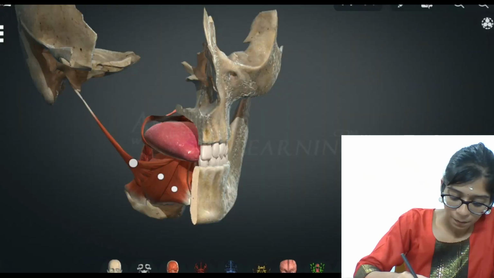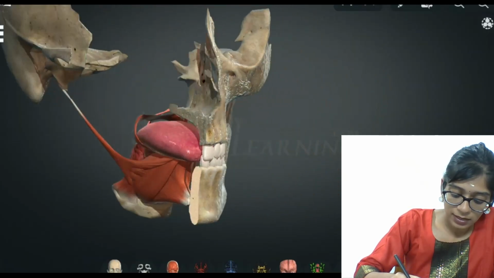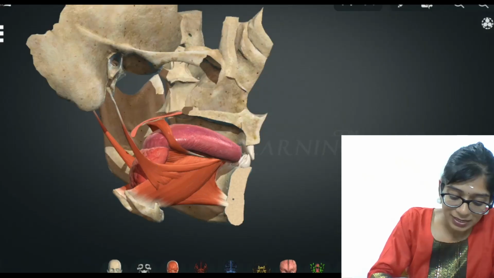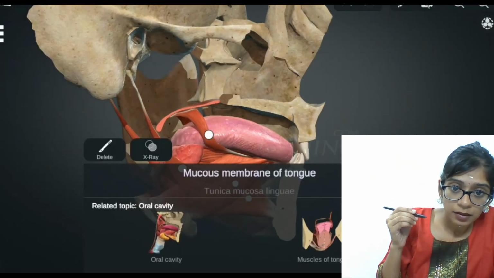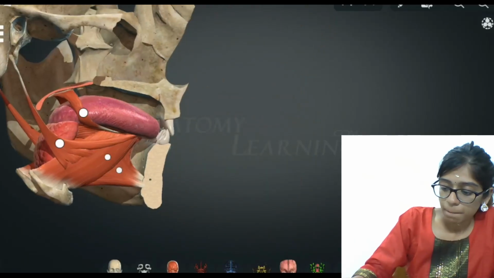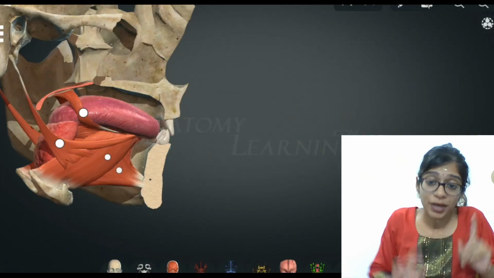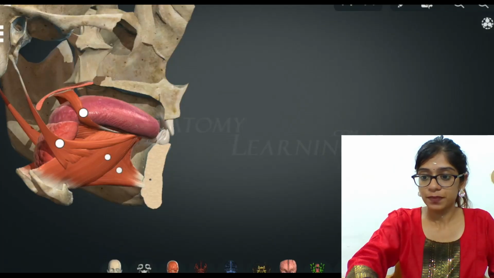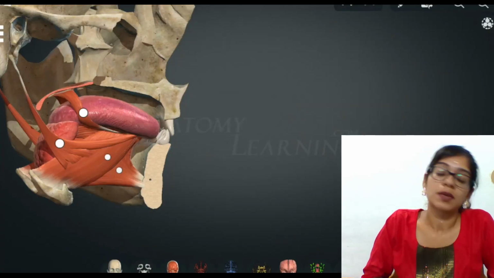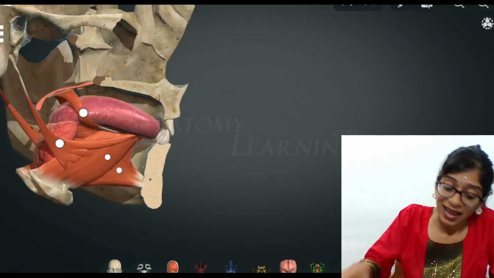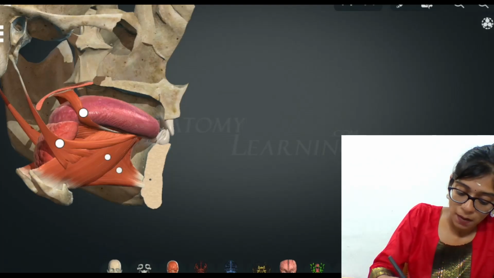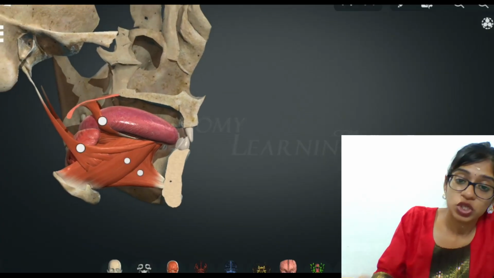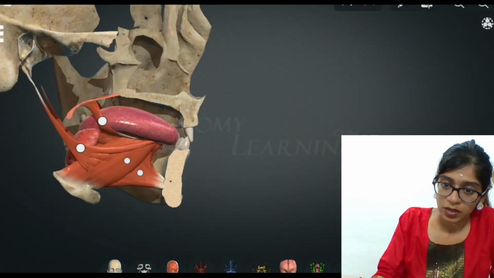Okay, look here. One side of the skull is cut to show you the tongue and the associated muscles. You can see the tongue here. Now before that, one important point: we have intrinsic muscles and extrinsic muscles. All the muscles of the tongue are supplied by the hypoglossal nerve, except palatoglossus. There is a muscle called palatoglossus which is supplied by the vagus nerve. Important point.